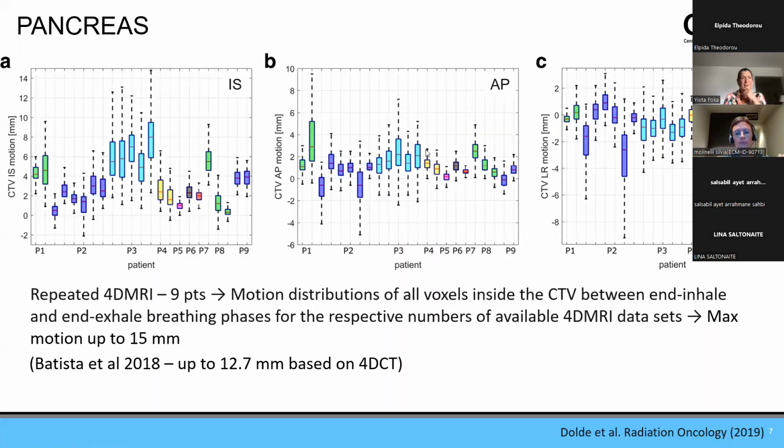Inferior-superior, anteroposterior, and lateral variations. You see median values, error bars, and extremes, because when the measurement is based on 4D MRI scans, you have a variation on a cycle-by-cycle basis, as we have seen in the previous presentation. So you actually have a range of the amplitude of motion in the different directions. The same was concluded by the Heidelberg group based on 4D CTs.